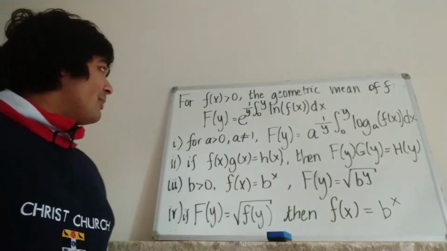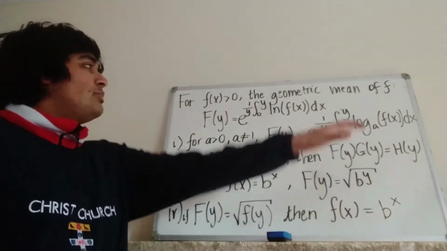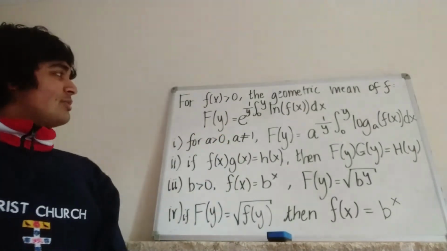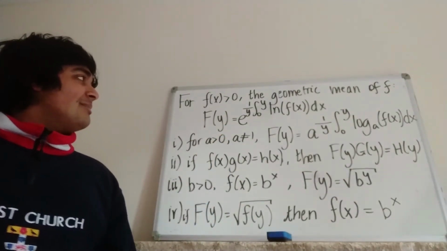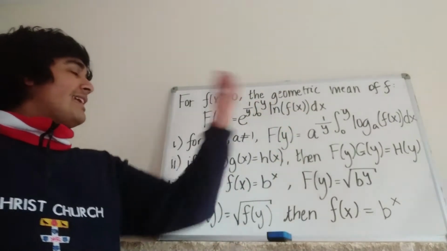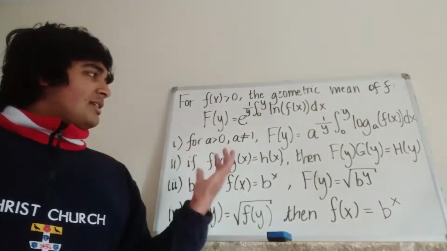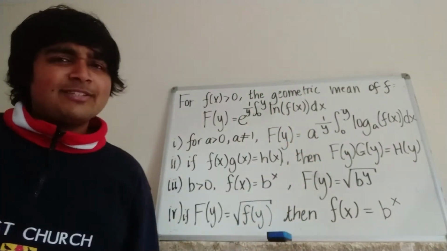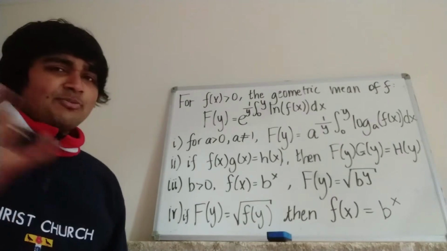Anyway, this is what the problem is. For any positive function little f of x, we define the geometric mean of little f to be this function here, capital F of y, that's e to the power of 1 over y times the integral from 0 to y of ln of f of x dx, so the natural log of f of x dx. Normally I don't write ln, but because in this video we're going to be using logs a lot, I usually write log as opposed to ln. I'm just going to be using ln here to mean log base e, which is pretty standard.